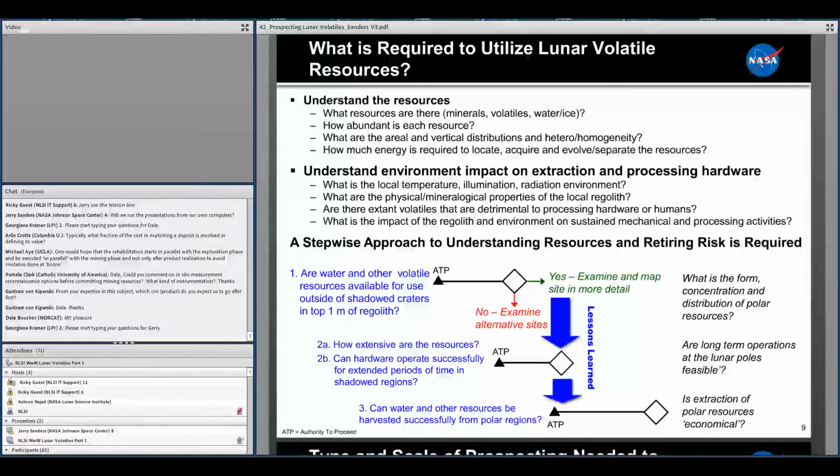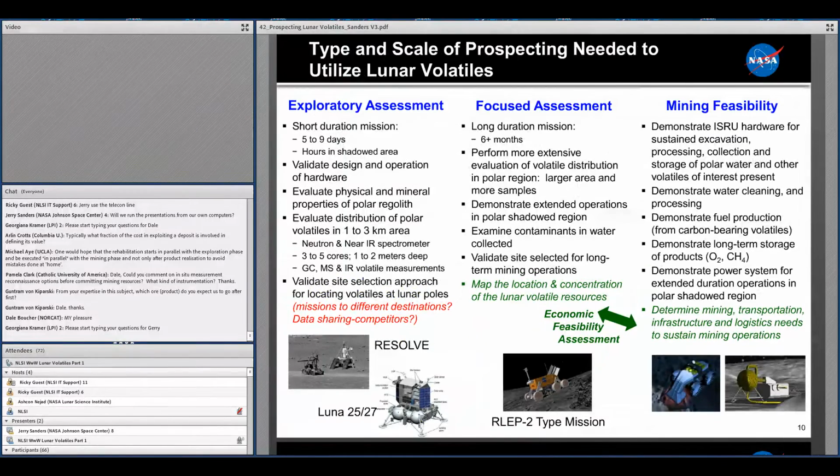Okay, so we've pretty much taken the approach that we want to do this in a stepwise manner, taking those three questions: what is there, how extensive, and can I process it economically? Another way of looking at it is in these three phases, having an exploratory assessment, a short duration mission that looks at 1 to 3 kilometers, maybe 3 to 5 drill cores. There are 2 missions on the books that I'm aware of, the RESOLVE mission, which Tony will talk about a little bit more, or Resource Prospecting Mission 1. The Russians have considered some missions in terms of their Luna 25 and 27.